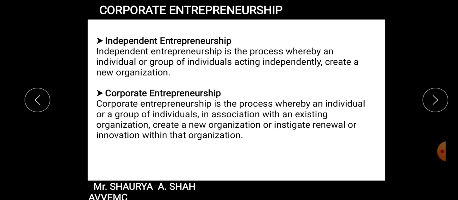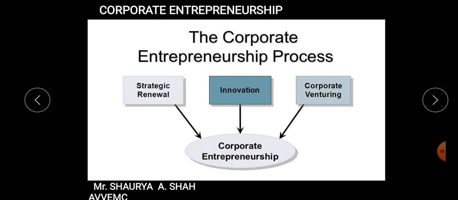Fine. So that is the basic difference between them, and here it is mainly the innovation and the renewal that is done within the organization only. Right. So that is the basic meaning of independent and corporate entrepreneurship. Moving on to the process of corporate entrepreneurship, three things we need to study in detail: strategic renewal, innovation and corporate venturing.